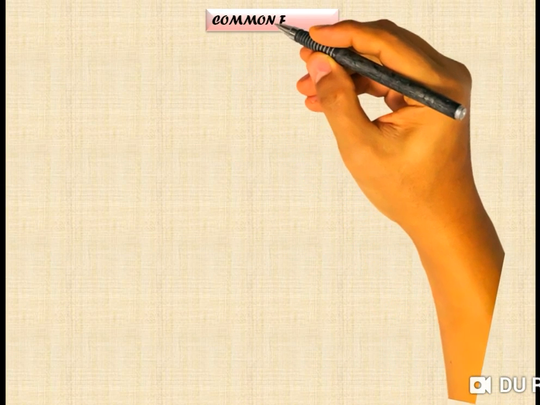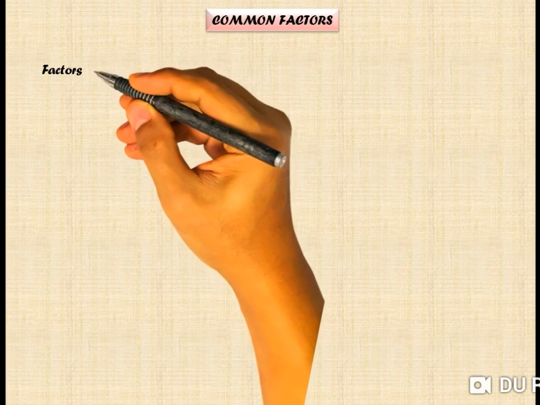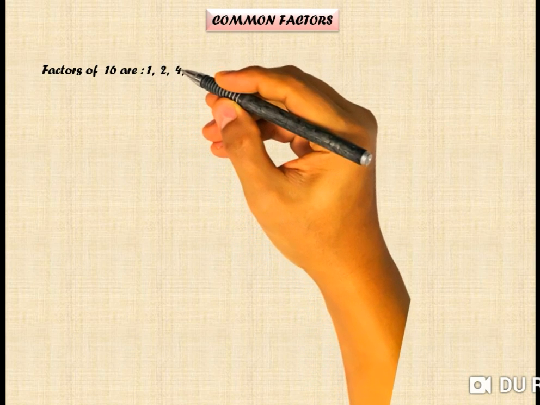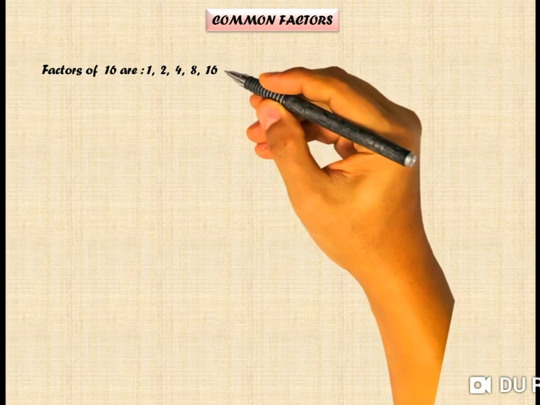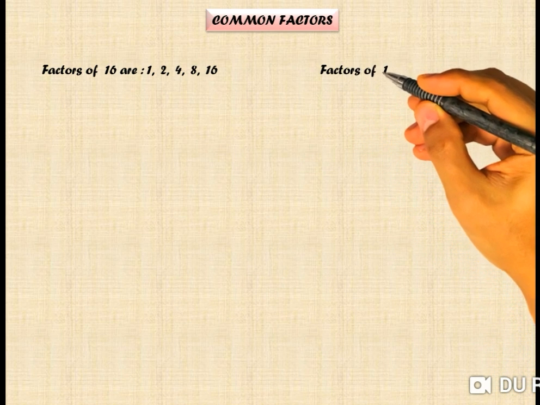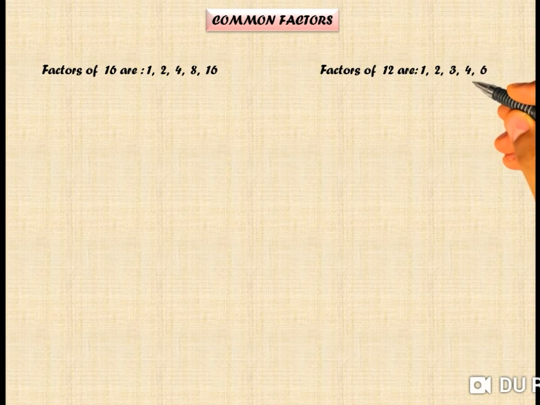He uses the common factors, and first he finds out the factors of 16, that is 1, 2, 4, 8, 16. Then he finds out the factors of 12, that is 1, 2, 3, 4, 6 and 12.